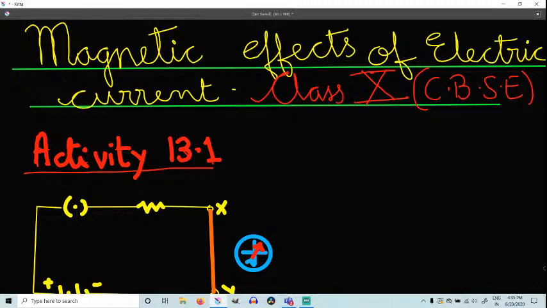So I was telling you that earlier electrical phenomena and magnetic phenomena were treated as different fields and people used to study them differently, okay? They used to study them separately, okay? But just then Sir Hans Christian Ørsted accidentally discovered that these two were actually related, and he told the world.